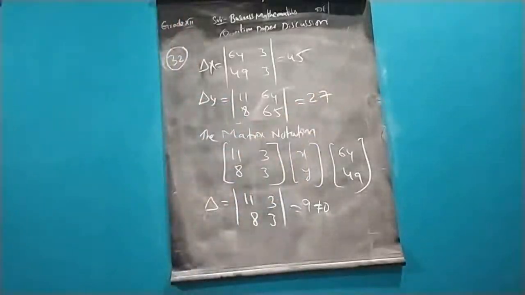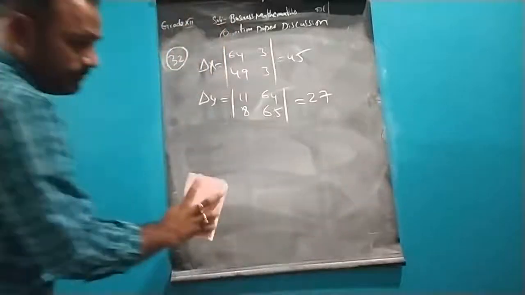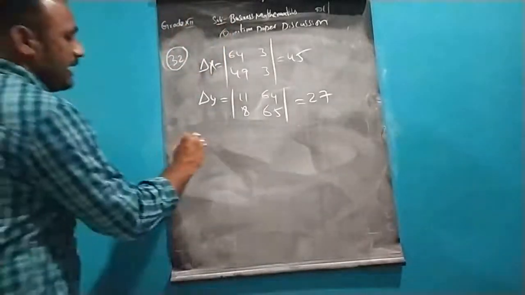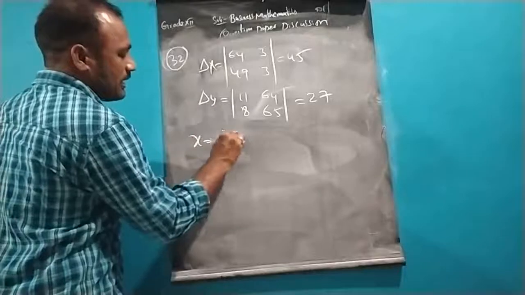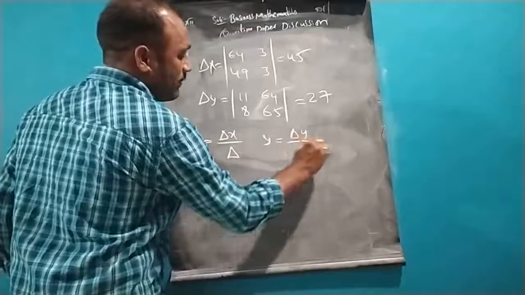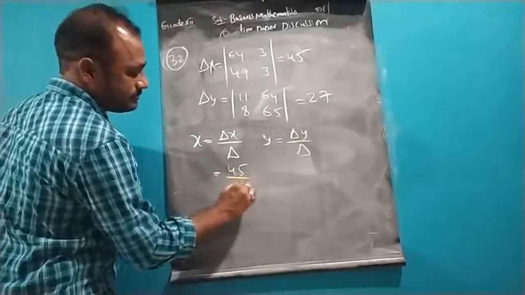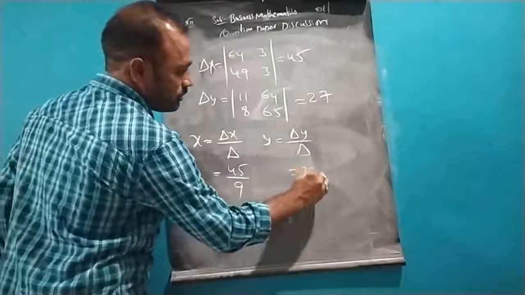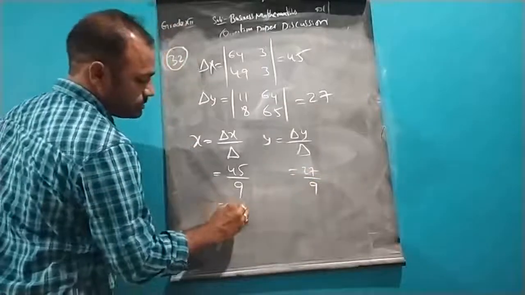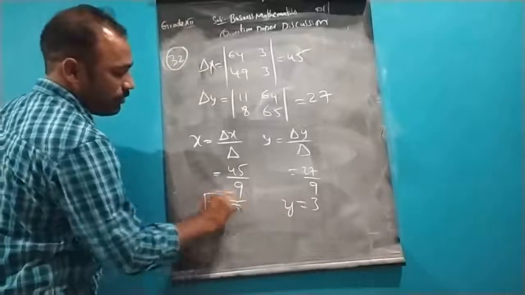Now we need to find the x and y values. x is equal to delta x by delta, and y is equal to delta y by delta. Delta x is 45 by 9, and delta y is 27 by 9. So x is 5 and y is 3.